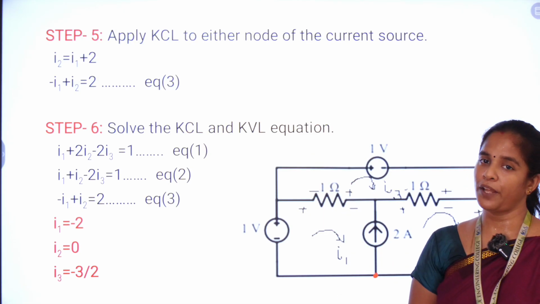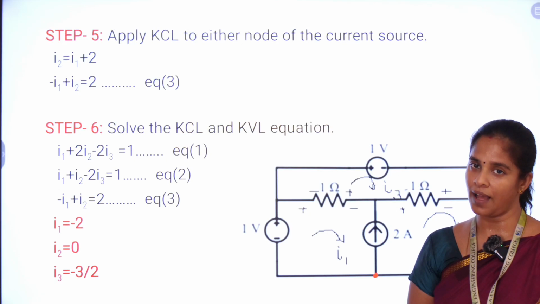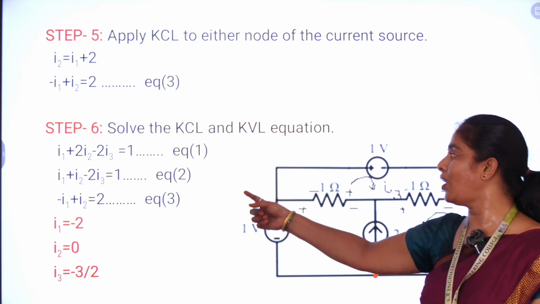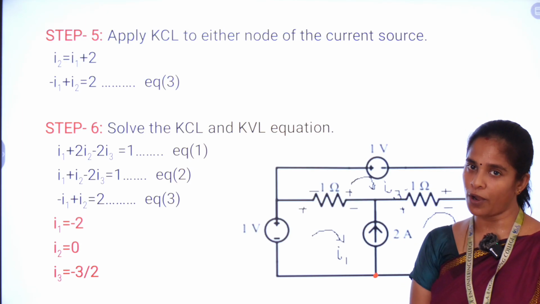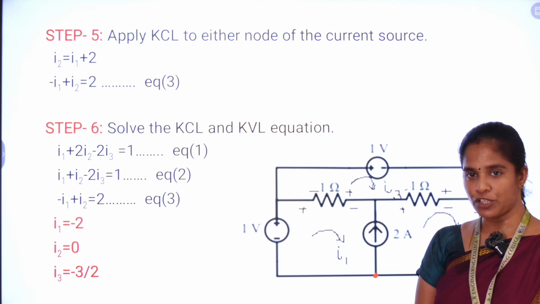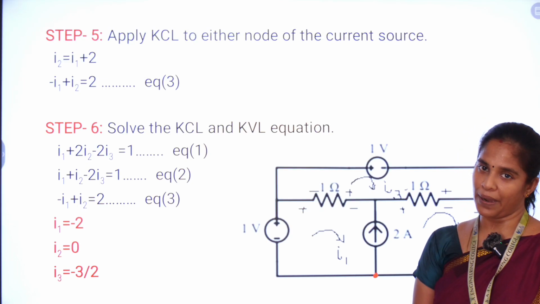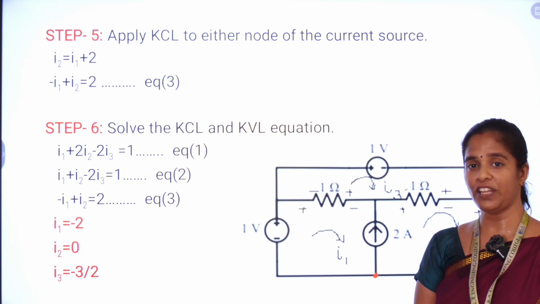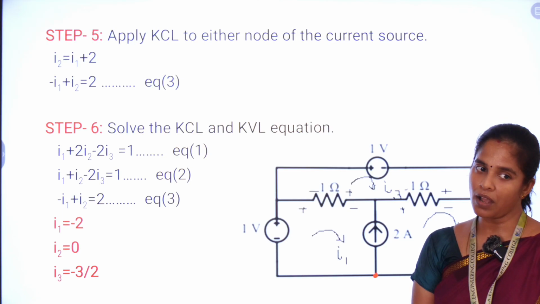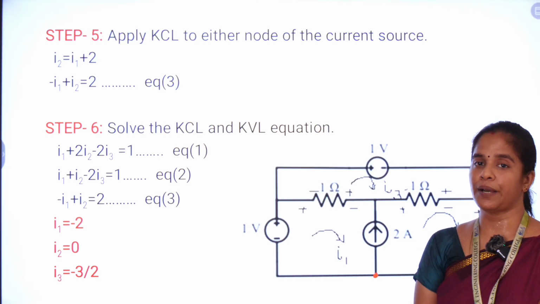Two equations we obtain using Kirchhoff's voltage law, and one equation we obtain using Kirchhoff's current law, and all these three equations are solved to obtain the current components I1 as minus 2, I2 as 0, and I3 as minus 3 by 2. So we got all the current components in our electrical network, but the question is to determine the power.